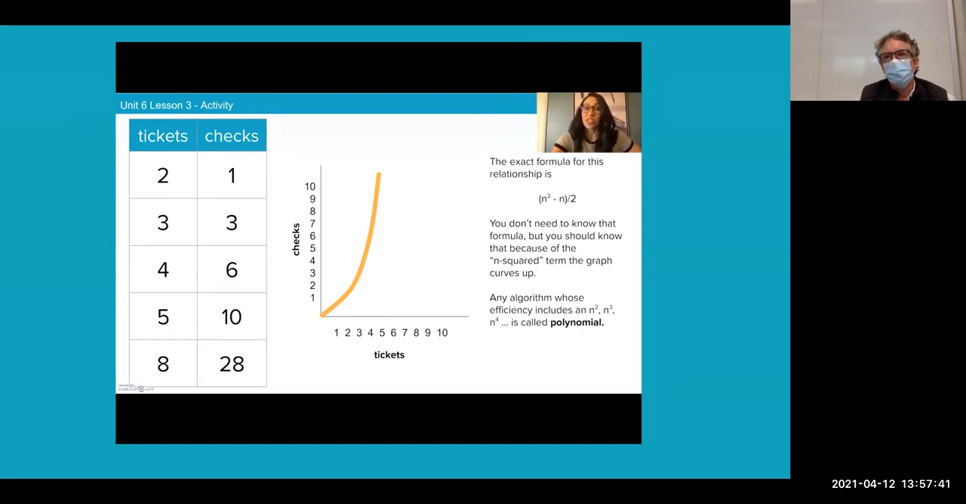In any event, you don't need to know the formula n squared minus n divided by 2, but you should know that because of the n squared term, the graph curves up. Any algorithm that includes an n squared or n to the third or n to the fourth or so on is called a polynomial, which means many numbers.